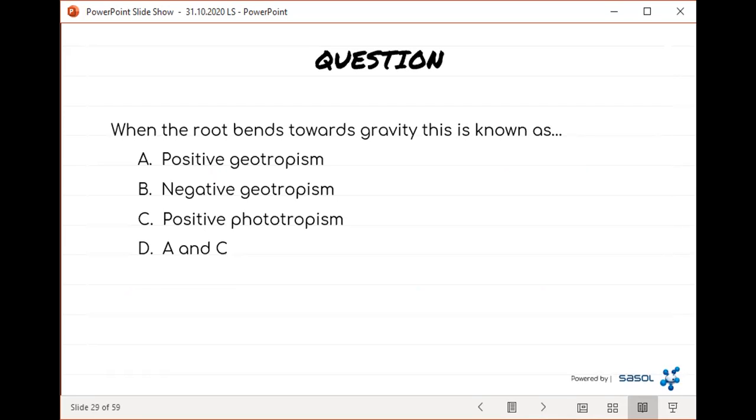Right. Question: when the root bends towards gravity, this is known as A, positive geotropism, B, negative geotropism, C, positive phototropism, or D, both A and C?